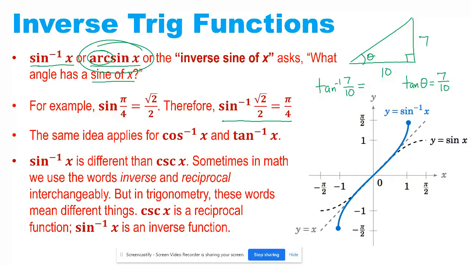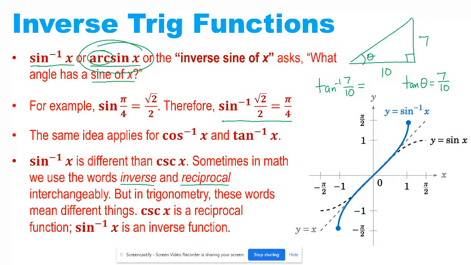But for trigonometry, it's really important to remember these two words are talking about totally different things. If we're talking about a reciprocal function, we're talking about cosecant, secant, and cotangent. Those are the functions where we take the sine, the cosine, or the tangent, and we flip them.